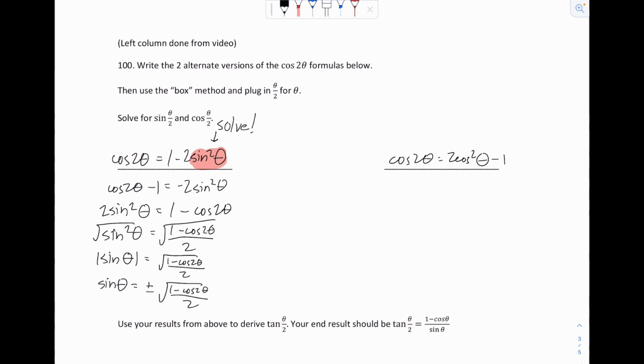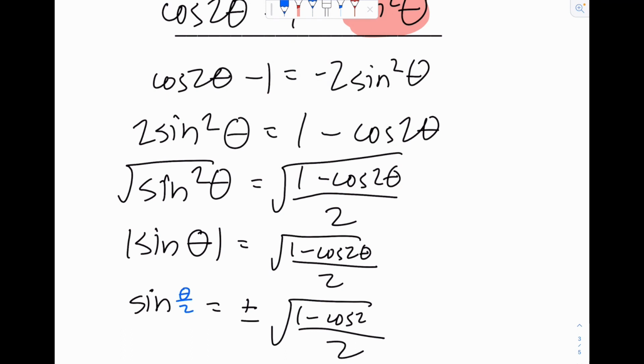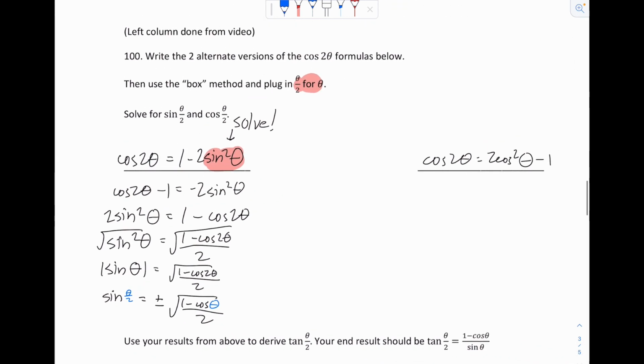Now it says plug in theta over 2 for theta. So I'm going to erase those right there and plug in theta over 2. And what happens is these 2's cancel. So let's get rid of those actually. And there it is. We just derived sine theta over 2. And this is one of the formulas we'll be working with in the next class.